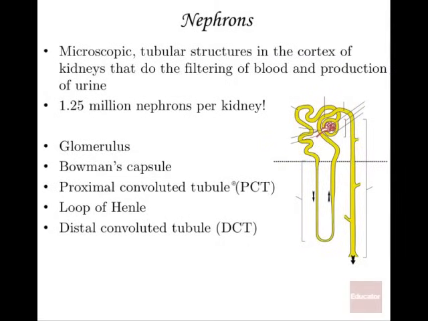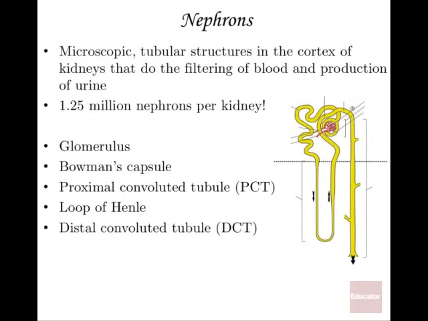All right, nephrons, these are the little filtering units of the kidney. This is where all the action happens. So they are microscopic tubular structures in the cortex of the kidneys, at least that's where they begin, that do the filtering of blood and production of urine. Here's a model of what it looks like.